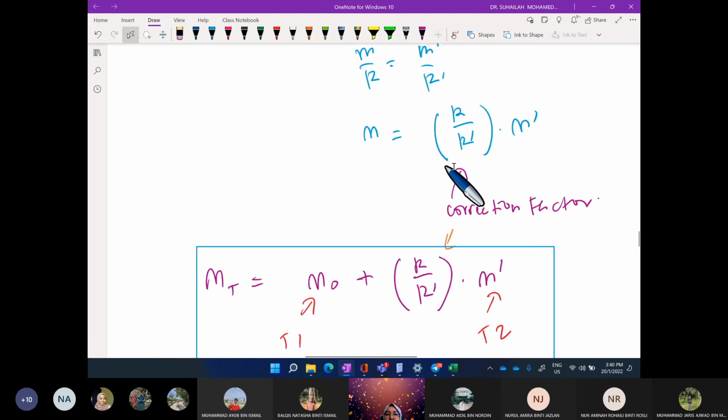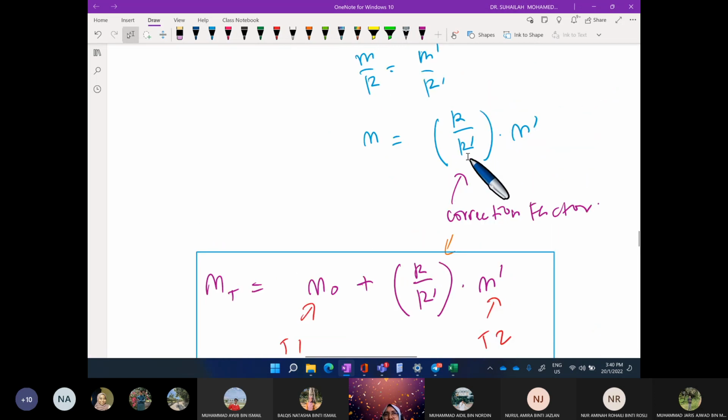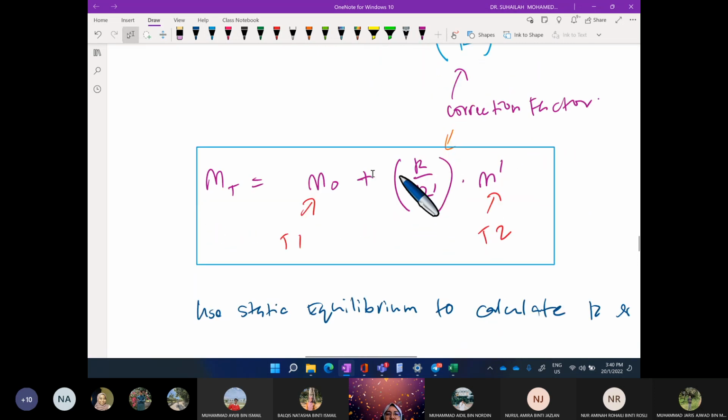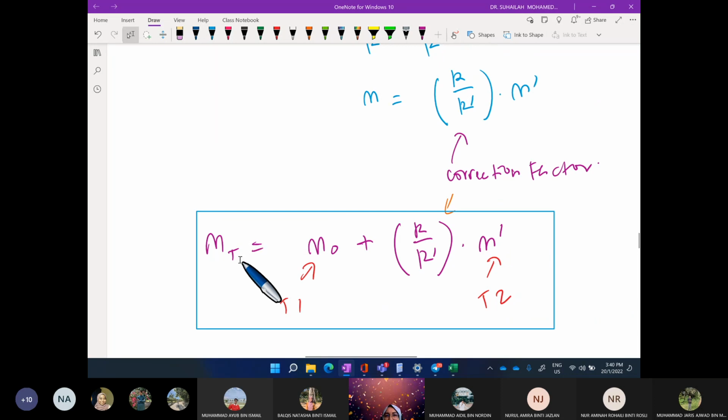So our task after we have done table 1 and table 2 is like this. Repeat the process that I have shown to you to calculate the R value, just repeat it to calculate the R prime value. Then we will get R prime. After that, we can put into the formula based on the principle of superposition to get the M total.